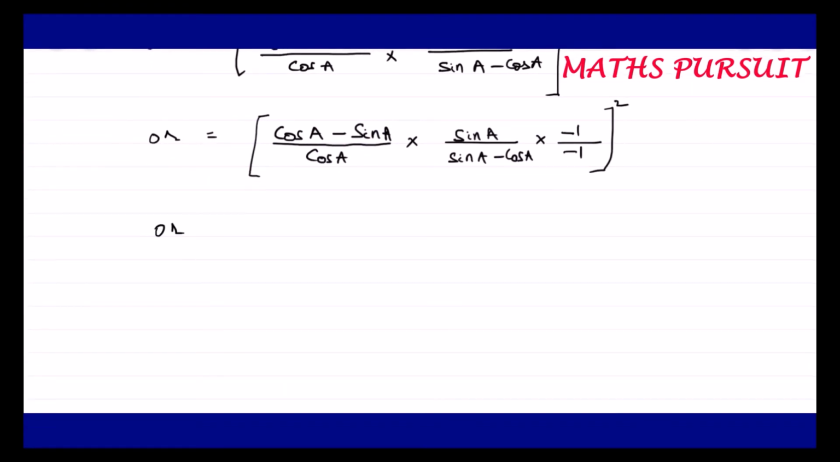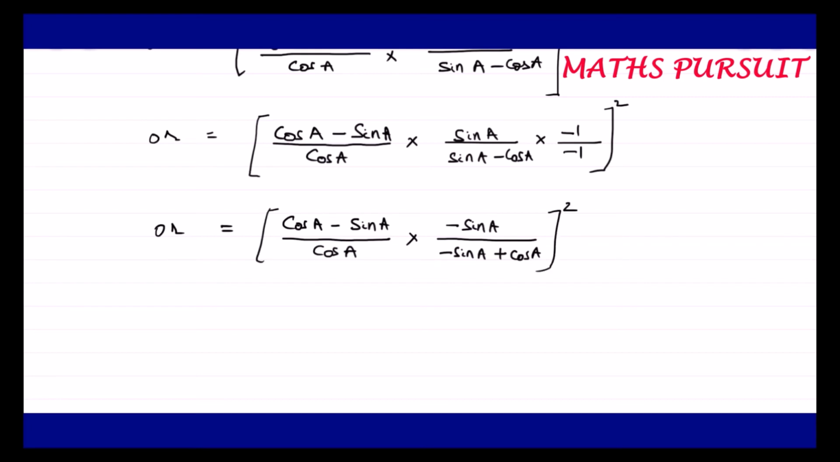That is equal to, I will keep this part as it is, cos A minus sin A upon cos A, and here sin A into -1 became minus sin A, and this one became minus sin A plus cos A. The negative changed to positive, and positive became negative once I multiplied by -1. Hope guys till here we are pretty clear about what I am doing.